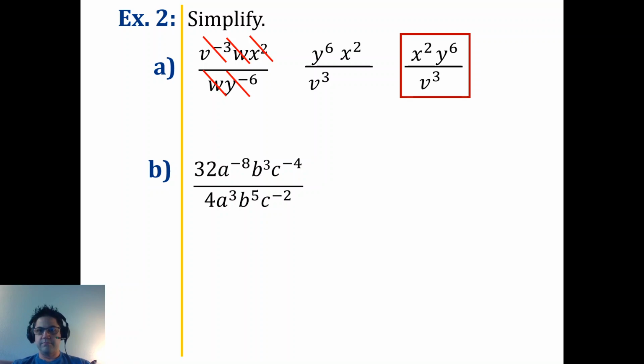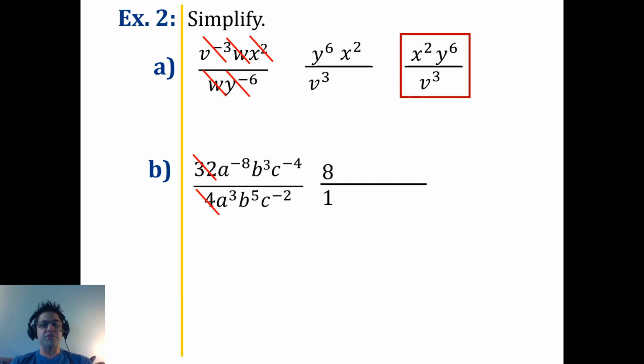Okay, remember, we break it up into our different parts. We work with our coefficients first. We look at our a's, we look at our b's, we look at our c's, and then we continue on. So let's see here. What's the best way to do that? So looking at your coefficients, 32 divided by 4, that does divide evenly, so that gives us a nice 8. The 1's not really needed.